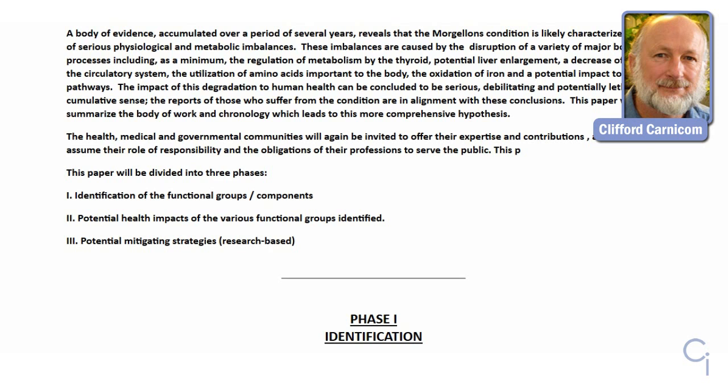And then the third part of the paper is to present what will be called potential mitigating strategies that are based solely from a research point of view. I'm not a medical doctor. That's very clearly stated on any of the papers. I never assume that role in any fashion whatsoever. In fact, far from it. What I do is act as a researcher and provide information, and that will be done also from the standpoint of what might be potential mitigating factors.